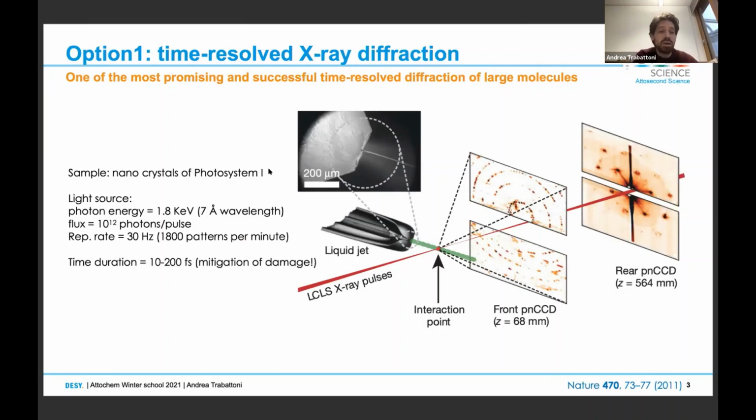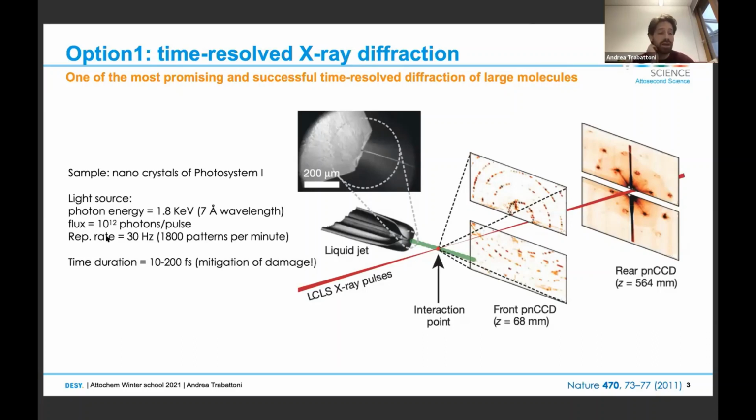At that time, they wanted to image an extremely large molecule, a protein, photosystem 1. They were crystallizing the proteins in nanocrystals and delivering them into the interaction region through a liquid jet, making the samples interact with the X-ray pulses from the FEL at LCLS, where the parameters of the light source are the following. We have a photon energy of around 1.8 keV, so 7 Angstrom wavelength, a photon flux of 10 to the 12 photons per pulse, and, at that time, a rather low repetition rate, around 30 Hertz.